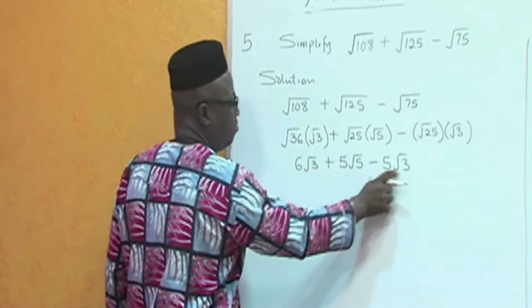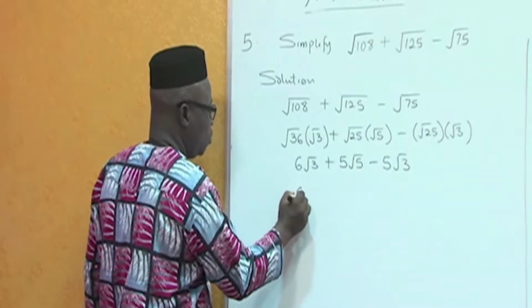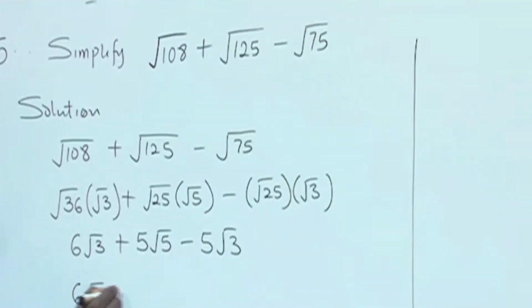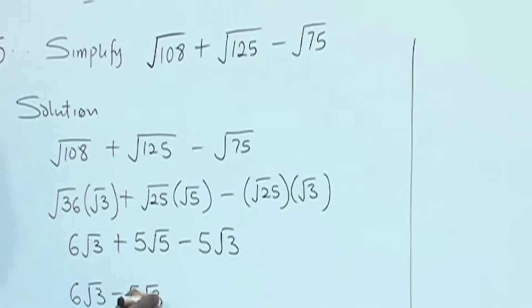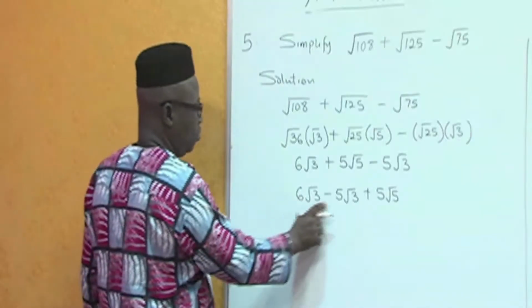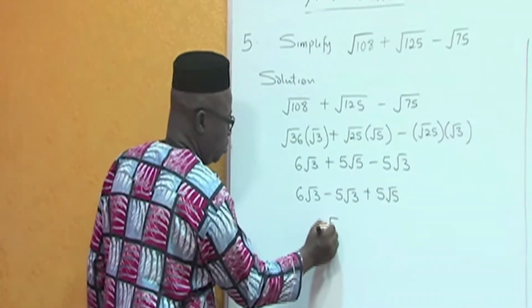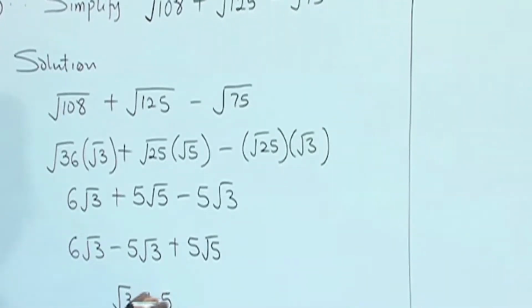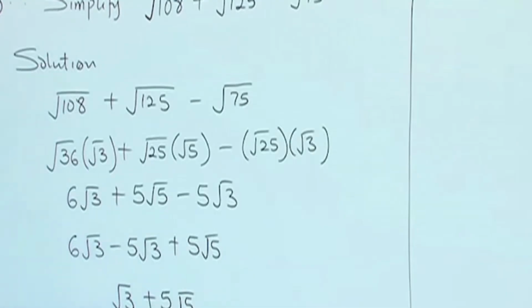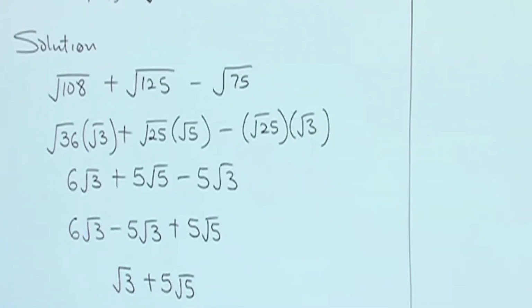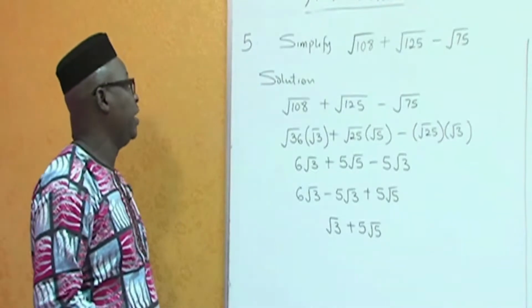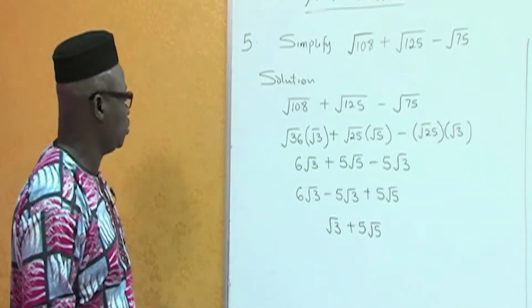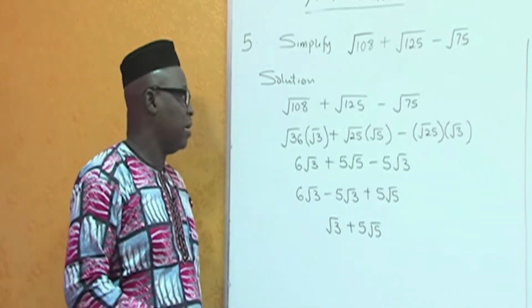6 root 3 and 5 root 3 will come together. So we have 6 root 3 minus 5 root 3, then plus 5 root 5. So 6 root 3 minus 5 root 3 is just going to be root 3. Then we now have plus 5 root 5. So at this point, there's nothing we can do again. We have been able to simplify the expression, so we can put our results down.